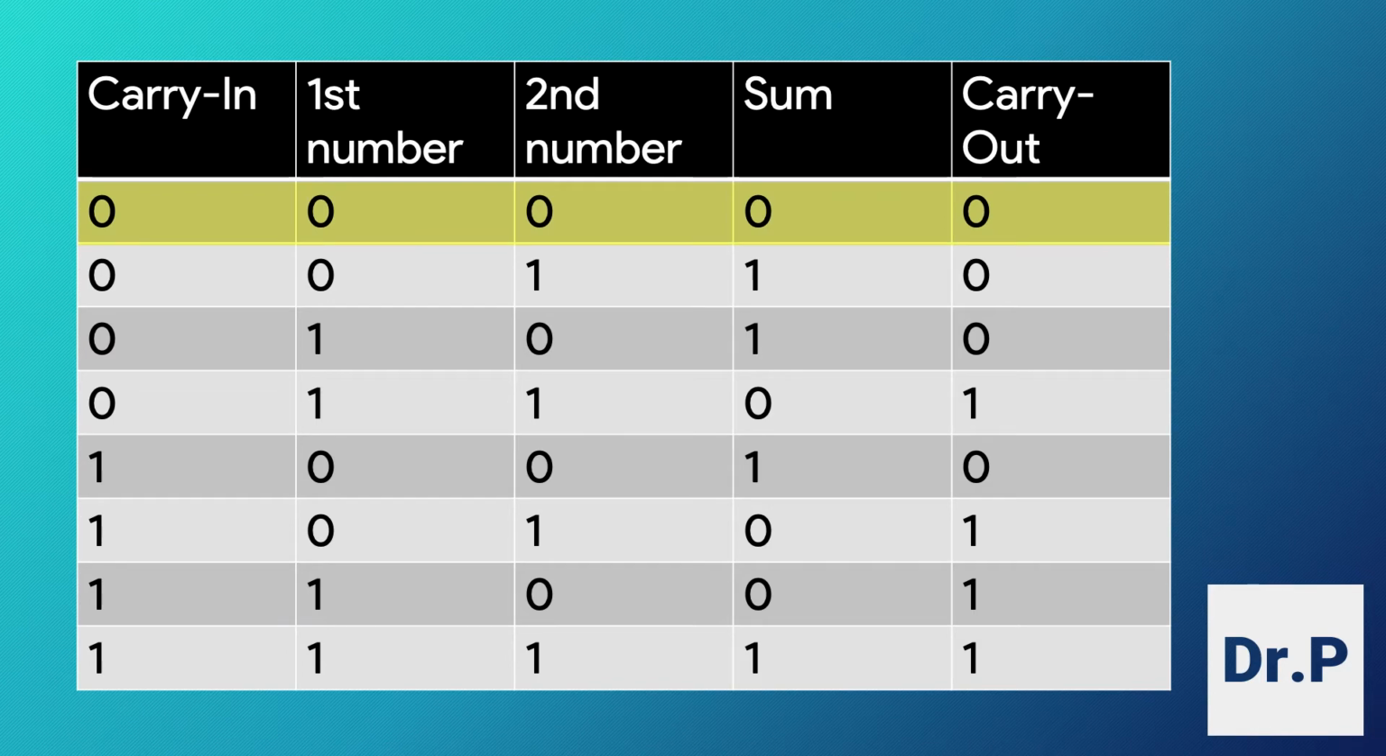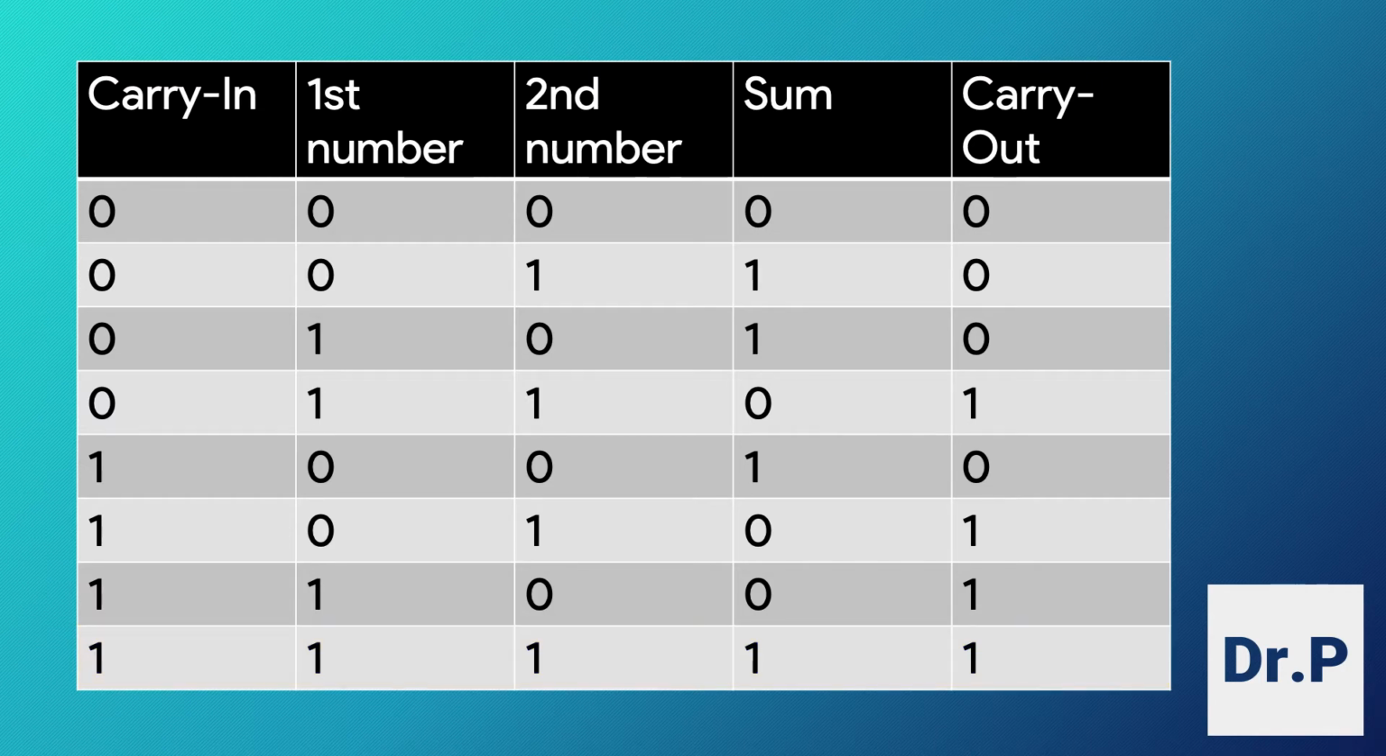Adding 0 plus 0 with no carry is 0. 0 plus 1 with no carry is 1. 1 plus 0 with no carry is 1. 1 plus 1 with no carry is 0, with a carry out of 1. 0 plus 0 with a carry is 1. 0 plus 1 with a carry is 0, with a carry out of 1. 1 plus 0 with a carry is 0, with a carry out of 1. And 1 plus 1 with a carry is 1, with a carry out of 1.